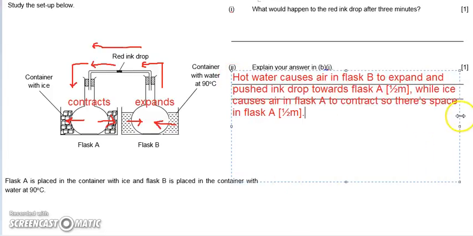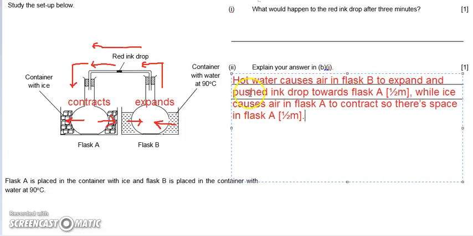I'm also going to show you how we give the marks so that you can imagine how the teachers mark the question. So we know that hot air causes air in flask B to expand, and that pushes the ink drop towards flask A. Because this is a comparison question, you must also explain the other flask, which is flask A: the cold air or the ice causes the air in flask A to contract. So there's more space in flask A. Okay, so that's how we give the marks.